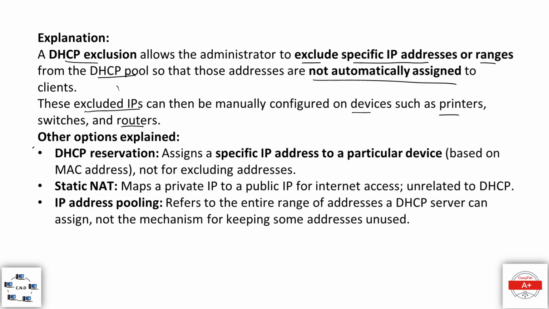Other options included are DHCP reservation. DHCP reservation assigns a specific IP address to a particular device based on MAC address, not for excluding addresses. Static NAT maps a private IP address to a public IP address for internet access, and it is unrelated to DHCP. While IP address pooling refers to the entire range of addresses a DHCP server can assign, not the mechanism for keeping some addresses unused.